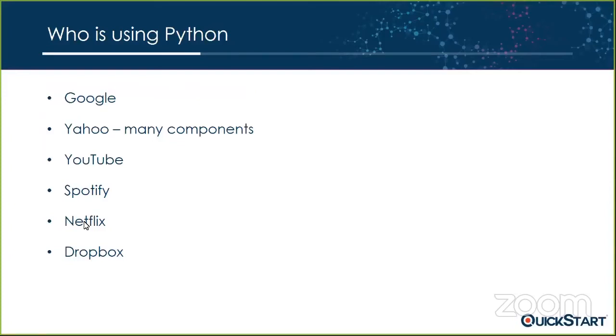If we talk about Yahoo, a number of components are written in Python. Dropbox, which is a cloud-based storage system, uses Python in its desktop clients. Netflix is also using Python for a number of different analyses. Similarly, Spotify is also using Python for a number of reasons, most of which are related to data analysis.